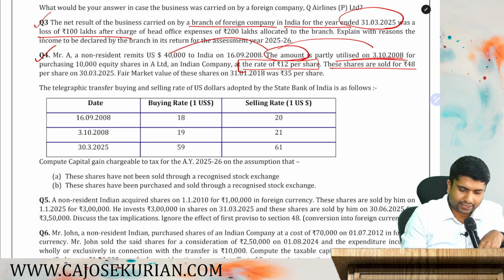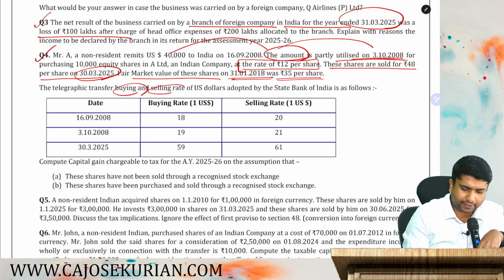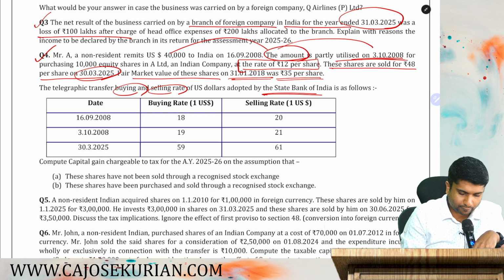And these shares are sold for 48 rupee per share on 3/30/2005, and the fair market value of these shares as on 31st January 2018 was 35 per share. All right. So let's solve it, and they have given some telegraphic buying as well as selling TTBR and TTSR notified by the State Bank of India, and different dates have been given.